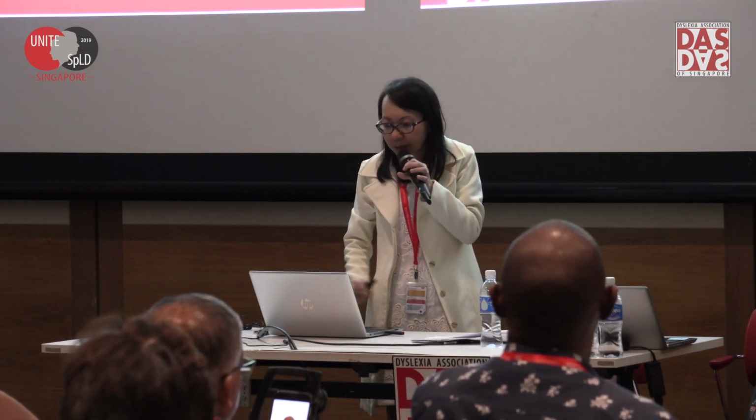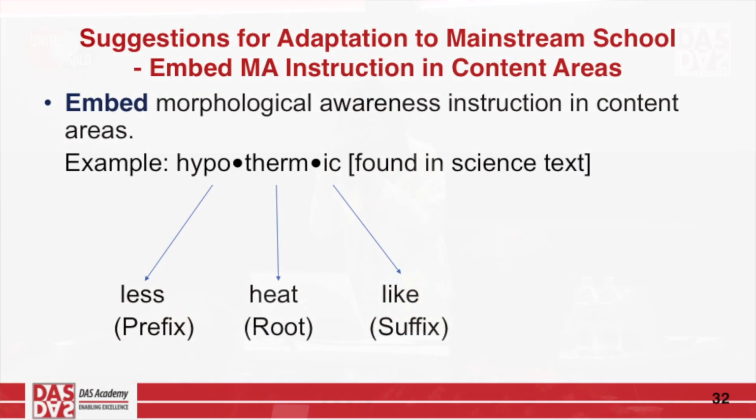Finally, this is a suggestion that I have for adaptation to mainstream schools. This is where you need to embed morphological awareness instruction in content areas. For example, let's look at the word hypothermic, which can be found in science texts. It's basically getting the students to understand the meaning of this word by, again, breaking it down into its component morphemes. And it's good to actually have a common morpheme chart.